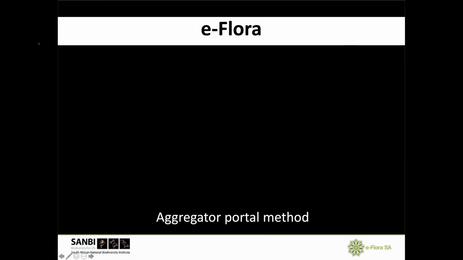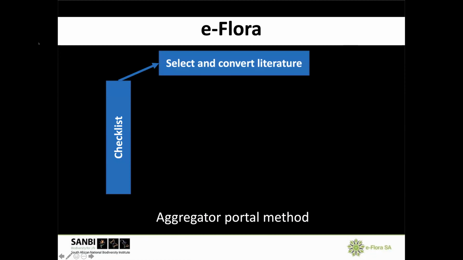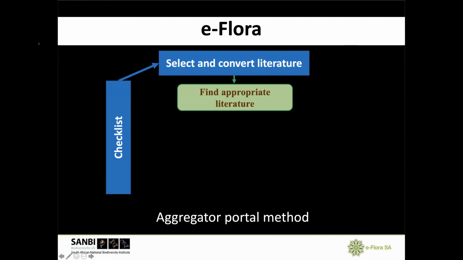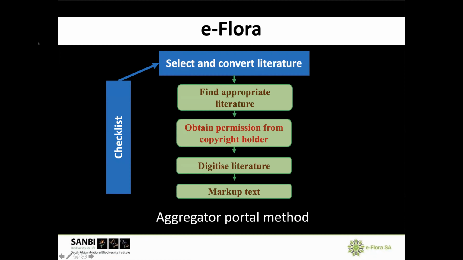The e-Flora of South Africa accumulates published data through an aggregator portal method. Everything starts with the checklist, which is divided into smaller taxon units, usually genera, and for each group, relevant literature with the descriptive information that we want to include in the e-Flora is selected. Permission is obtained from copyright holders to use the information. Literature is digitized where necessary, and text is marked up for further processing. For this step, the Taxon Markup.